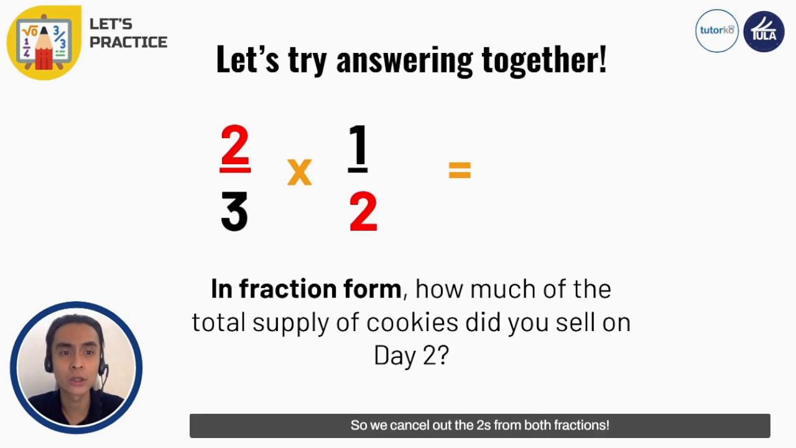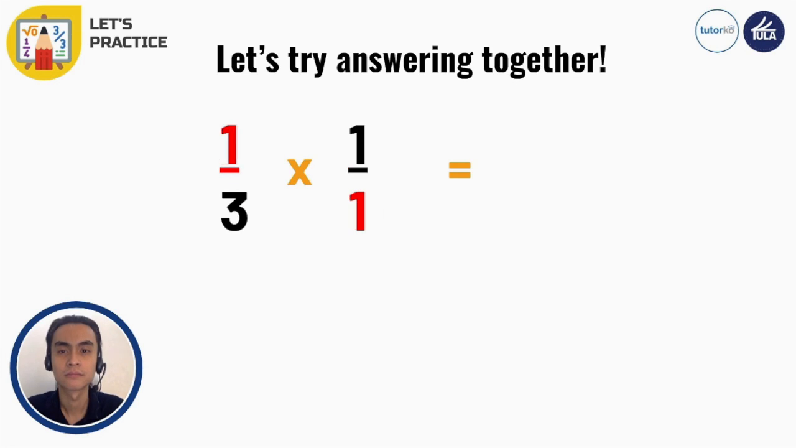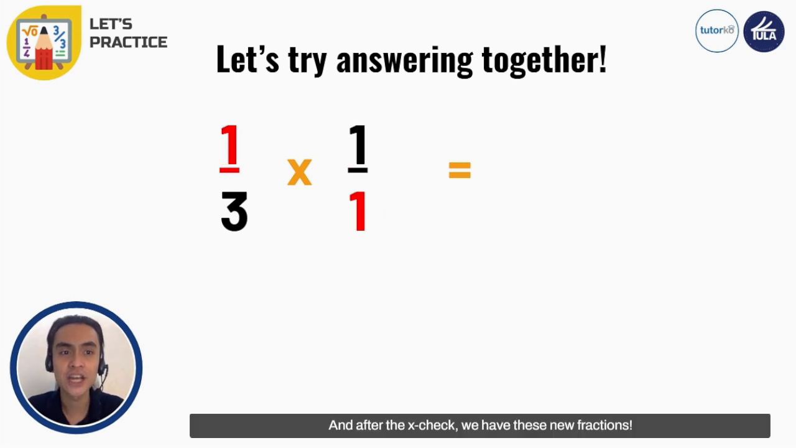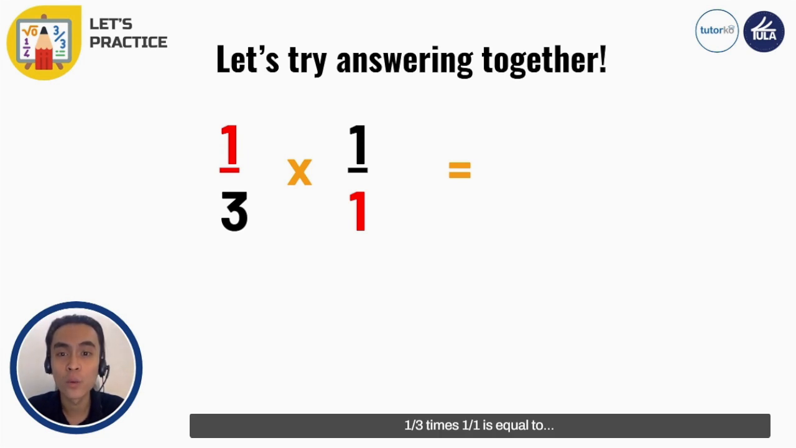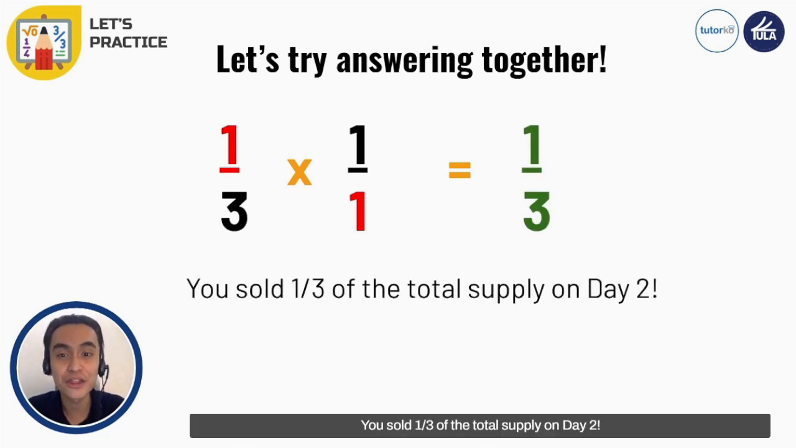So we cancel out the 2's from both fractions. And after the X-check, we have these new fractions, 1/3 and 1/1. Ngayon, we can multiply the fractions easier. 1/3 times 1/1 is equal to 1/3. You sold 1/3 of the total supply on day 2.